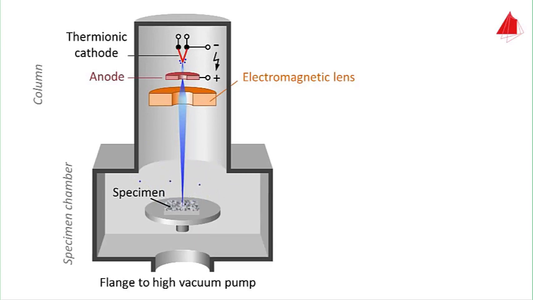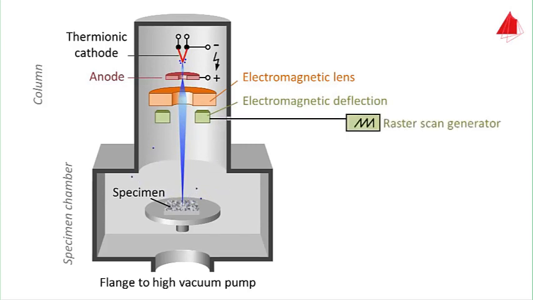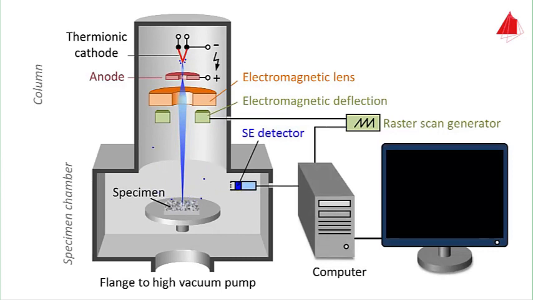At the point of incidence, primary electrons knock out electrons of the sample material. These knocked out electrons are called secondary electrons. Additional components are necessary: electromagnetic deflection, raster scan generator, secondary electron detector, abbreviated as SE detector, and computer with monitor.